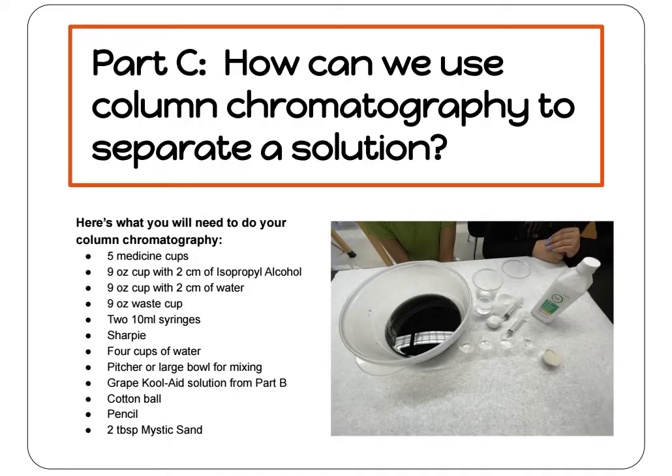Nice work so far! For our final experiment today, we're going to use column chromatography to separate a solution. In this experiment, we will need 5 medicine cups, 1 9-ounce cup with 2 centimeters of isopropyl alcohol, 1 9-ounce cup with 2 centimeters of water, 1 9-ounce waste cup, 2 10-milliliter syringes, a Sharpie, 4 cups of water, a pitcher or large bowl for mixing, our grape Kool-Aid solution from Part B, a cotton ball, a pencil, and 2 tablespoons of Mystic sand.